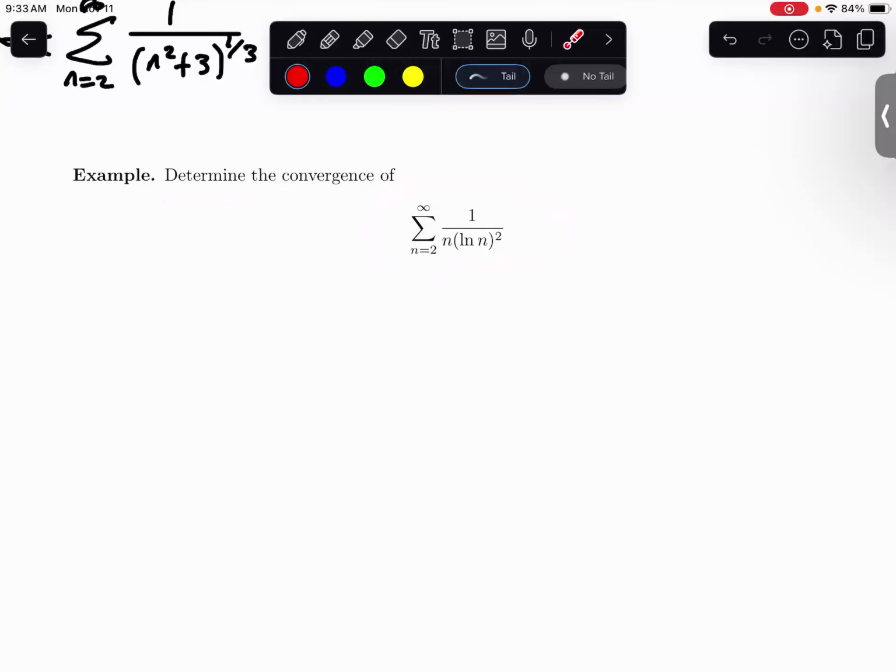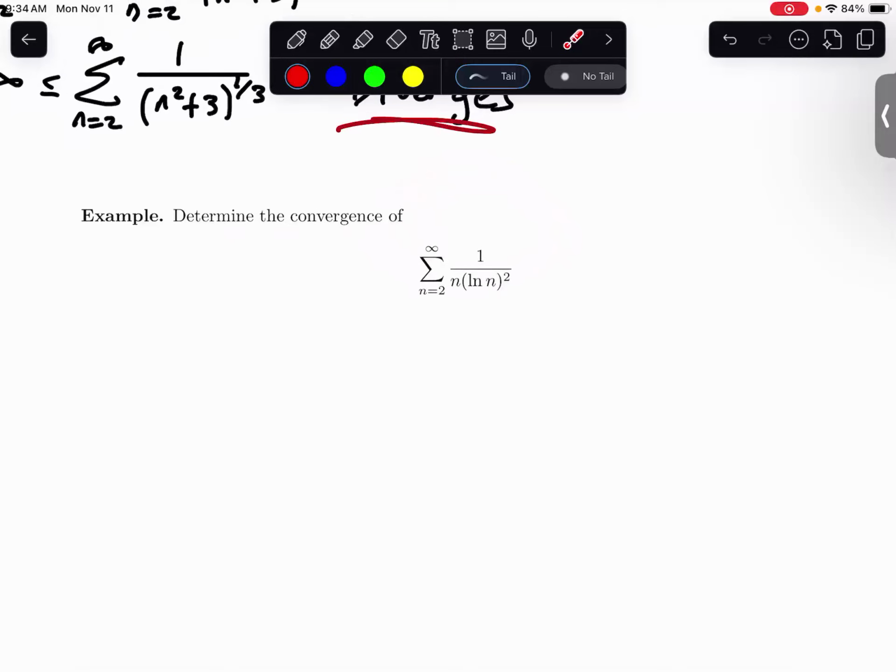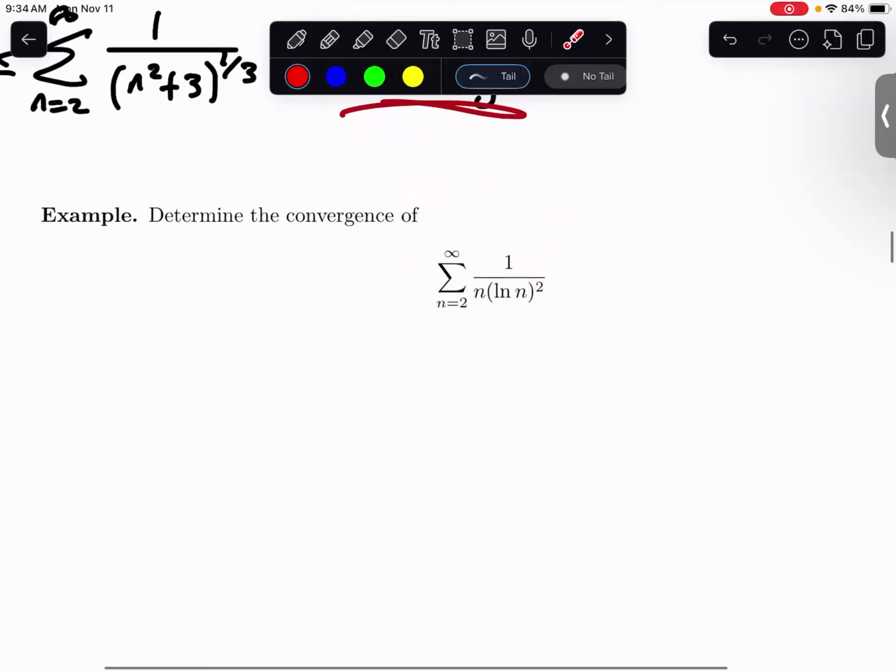In chapter 10, the hard part isn't always taking a series and applying a test to determine whether or not it converges. Usually the hard part is determining what test to use in the first place. That's the first problem we have to think about: what test is going to work best for us. So we have this series, n equals 2 to infinity of 1 over n times the natural log of n squared in the denominator.